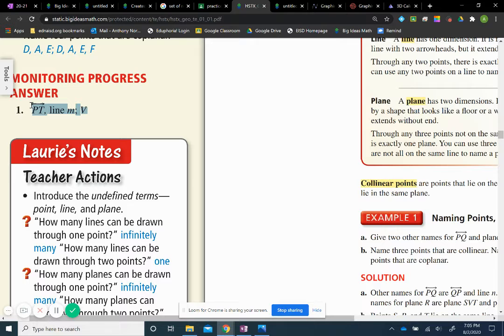The highlighted portion is the correct answer to monitoring progress 1. If you got it incorrect, don't worry, you'll have a chance to redeem yourself with the practice problems later. If you have any questions or any confusion, please email me at anorman@nisd.org. You can communicate with me also through Remind and through Google Classroom.